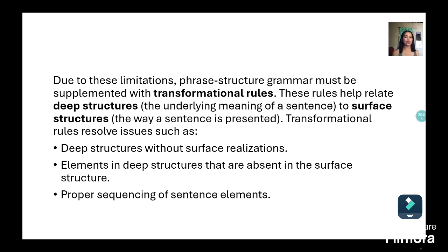So, in conclusion, while phrase structure grammar is essential for generating sentences and ensuring observational adequacy, it needs additional transformational rules to fully achieve descriptive adequacy and effectively model complex sentence structures in human language. So that's all, and thank you.